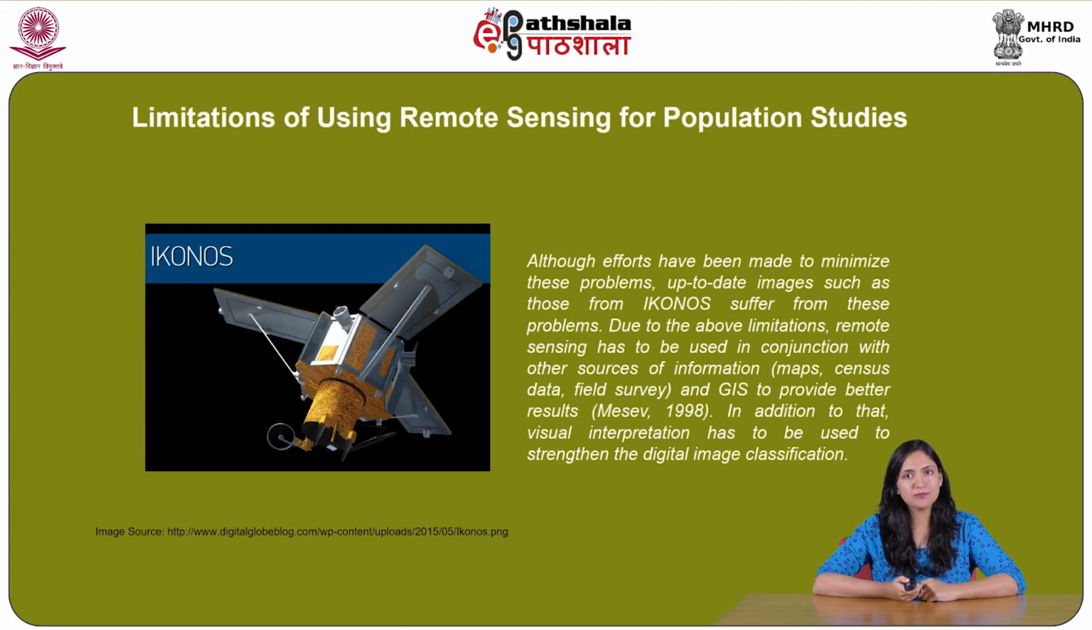Although efforts have been made to minimize these problems, up-to-date images such as those from IKONOS suffer from these problems. Due to the above limitations, remote sensing has to be used in conjunction with other sources of information such as maps, census data, field surveys, and GIS to provide better results. In addition to that, visual interpretation has to be used to strengthen the digital image classification.